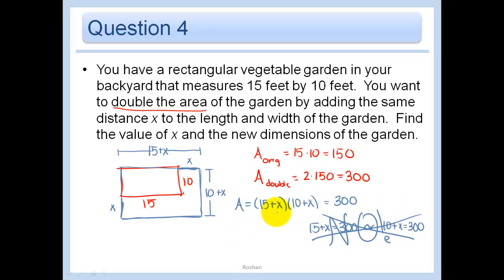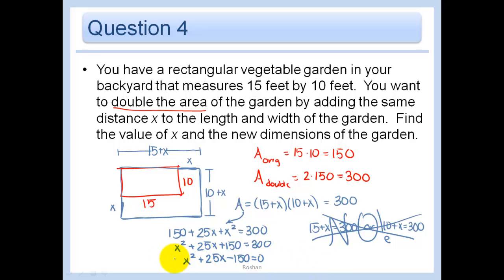Instead, what we have to do is first FOIL this side out. So we get 150 plus the outer is 15x, the inner is 10x, so that's plus 25x. Last is plus x squared. And now let's first set this guy equal to 0. So I'm just going to re-scramble this side so that it's in a normal order. And now I'm going to subtract 300.